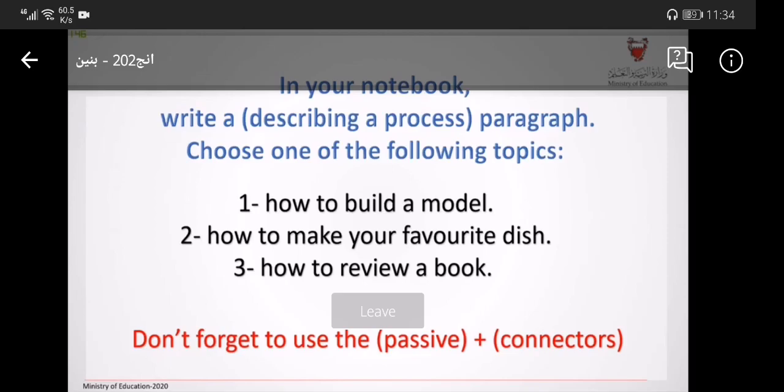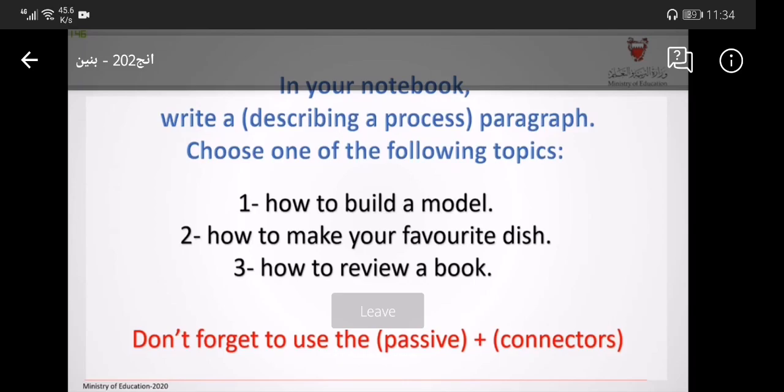And as I mentioned earlier, using the passive form will help you make this paragraph way easier, more proper and accurate, especially if you use the passive form in present tense, meaning that the verb to be would be is and are.